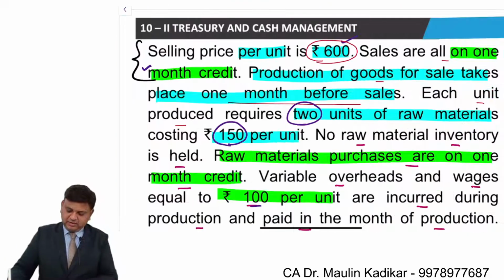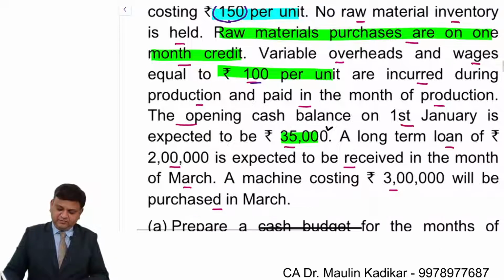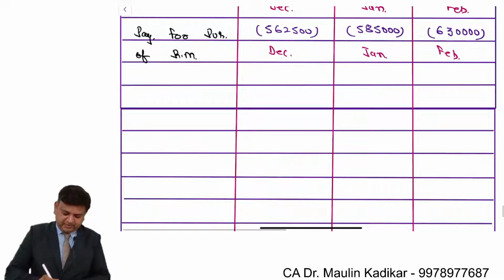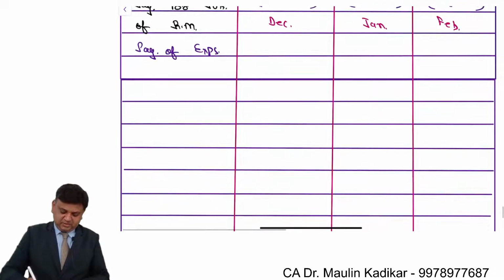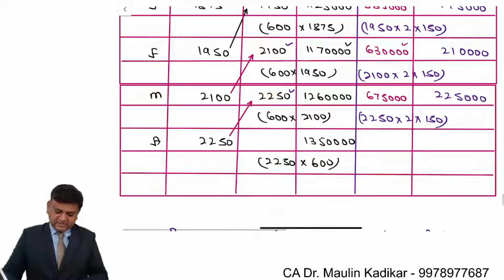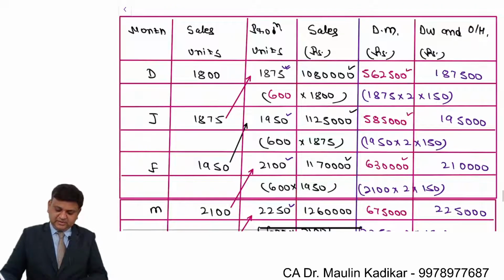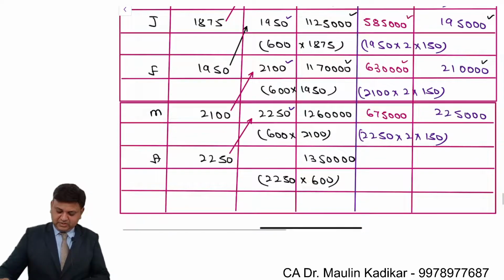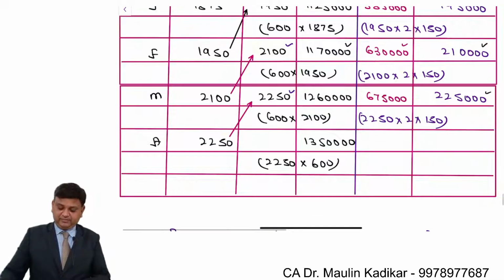Next, payment of expenses, wherein it is provided that it is paid in the same month. So payment of expenses. In that there is no credit. January, February and March. What is the expense of January? It is an amount of 1,95,000. Expense of February is 2,10,000. Expense of March is 2,25,000.